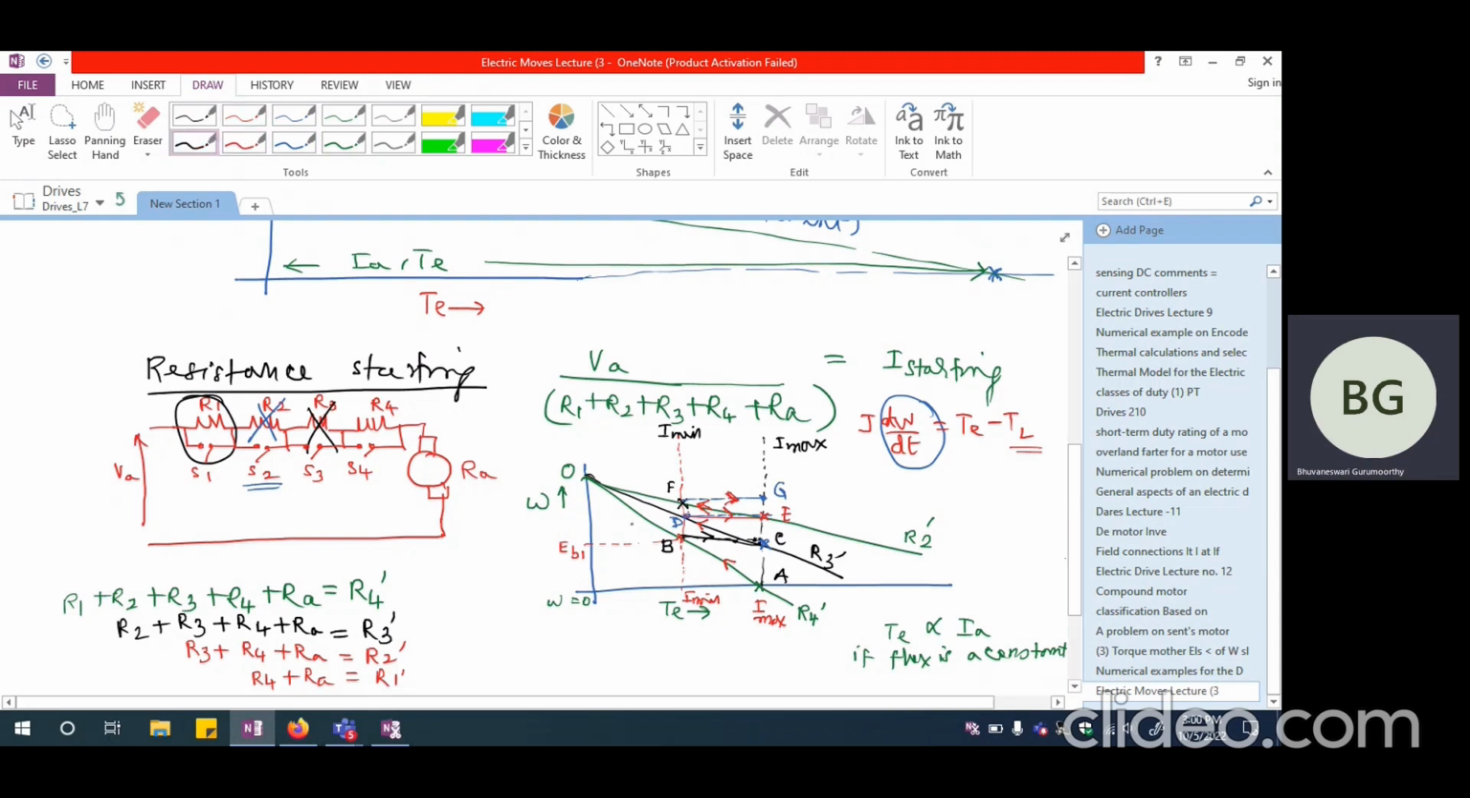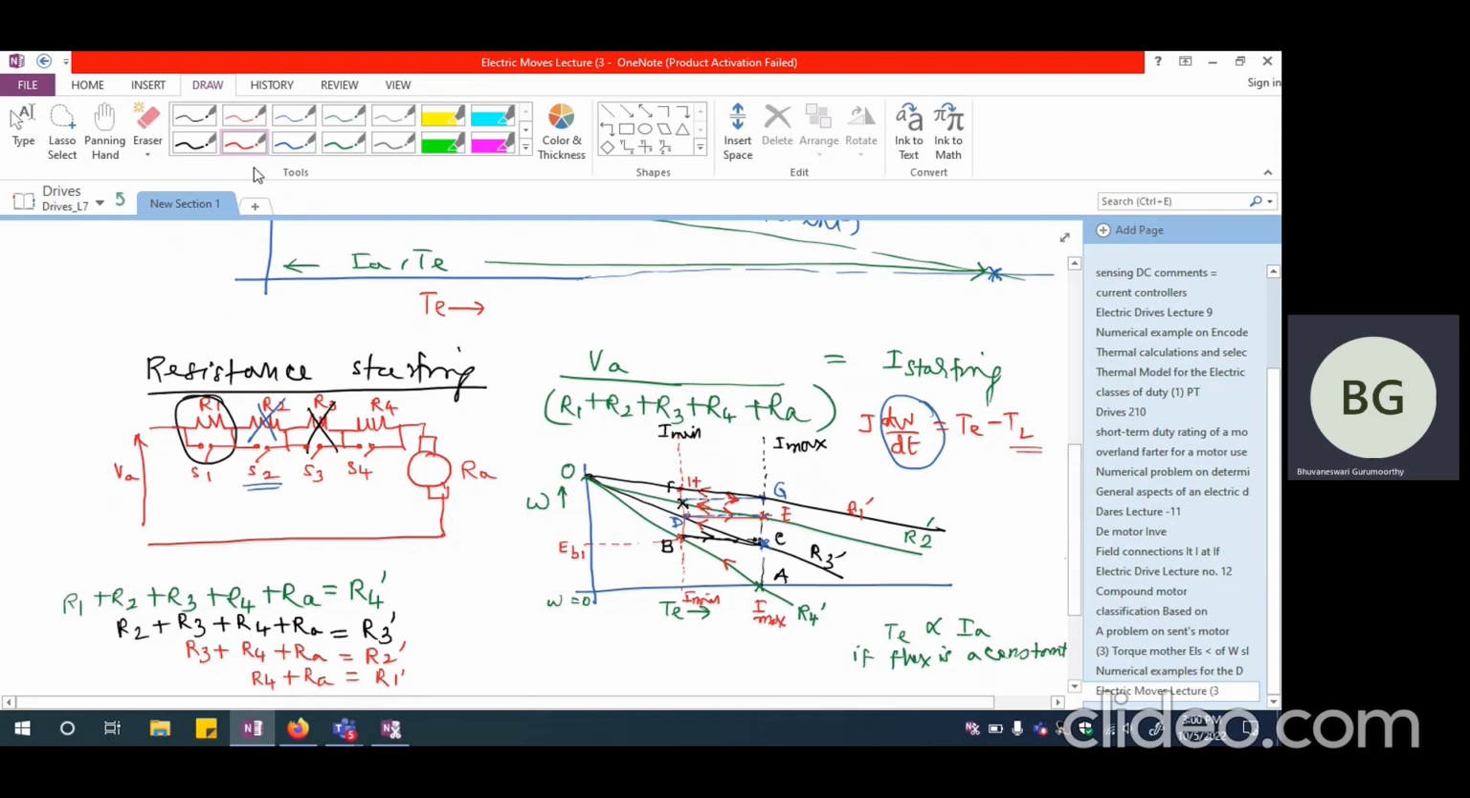Now from here, again, I have to draw another characteristics like this. So this characteristics now corresponds to R1 dash. So again, there will be an acceleration in this direction. So from G, it has to travel towards H. So this point will be H. Okay. So H is the point which is corresponding to again I minimum.